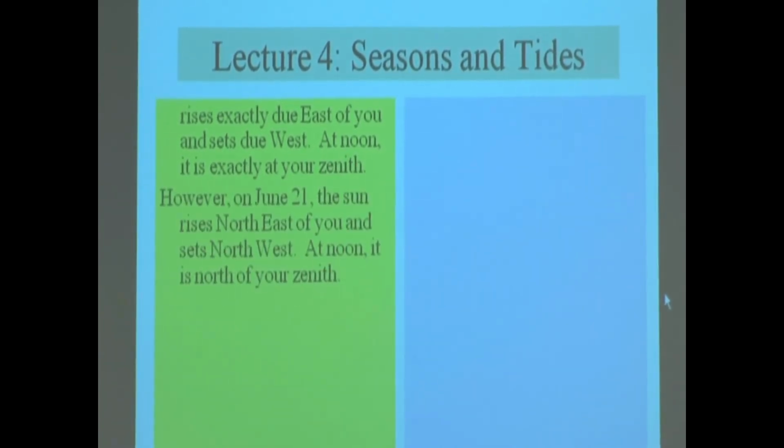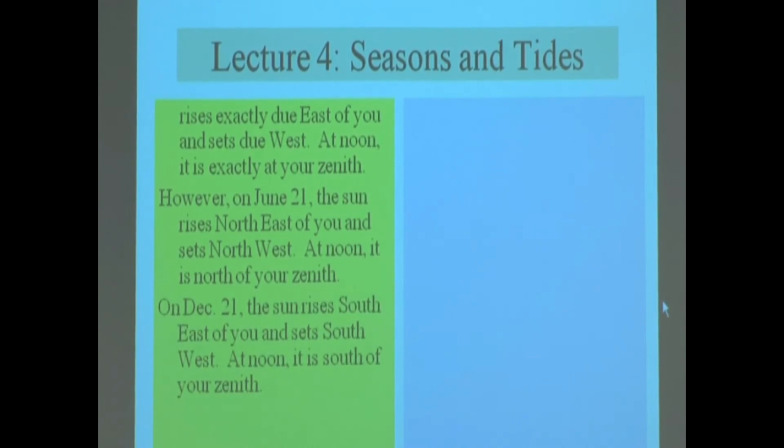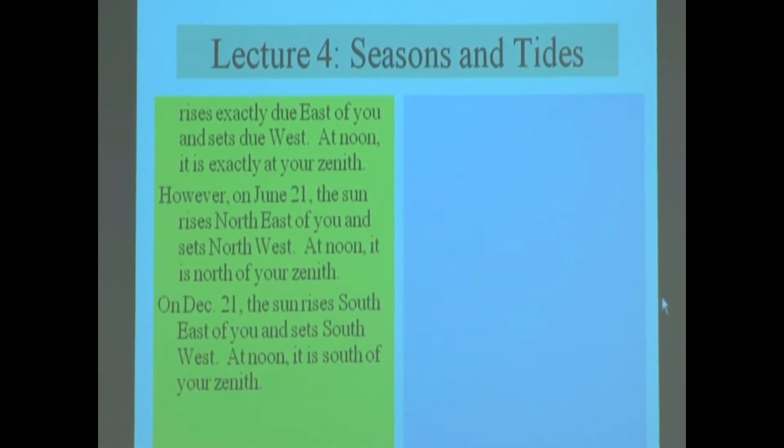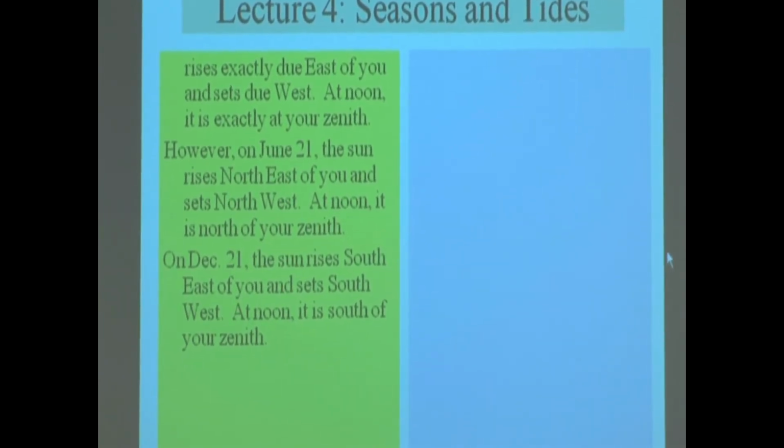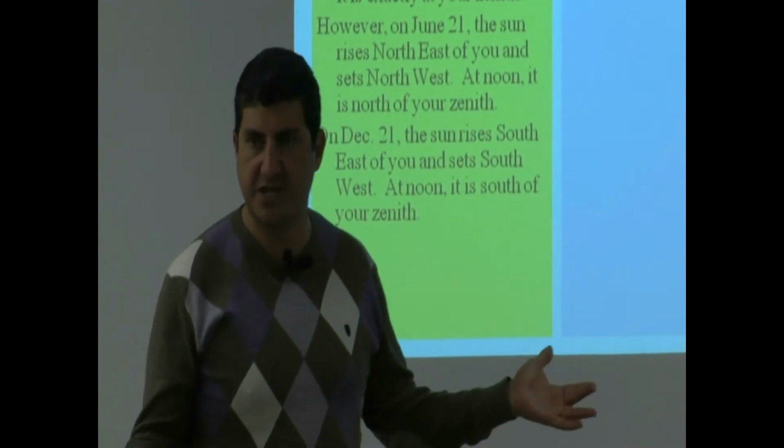However, on June 21, the sun rises northeast of you and sets northwest. At noon, it is north of your zenith. On December 21, the sun rises southeast of you and sets southwest. At noon, it is south of your zenith. So if you're in the equator, you're pretty much in the middle of the sky.